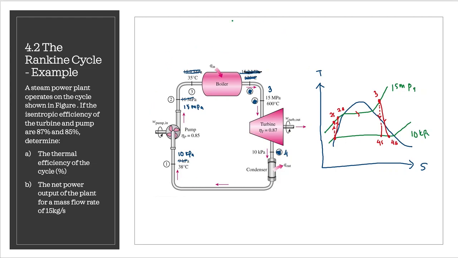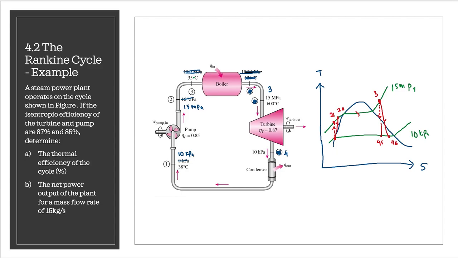This is the example of Rankine cycle. So if we look at this diagram, we have pump, boiler, turbine and condenser. The liquid will enter the pump at 10 kilopascal with a temperature 38 degrees Celsius, and the pump has isentropic efficiency of 85%, and the liquid will be compressed up until the pressure 15 megapascal and temperature 35 degrees Celsius.